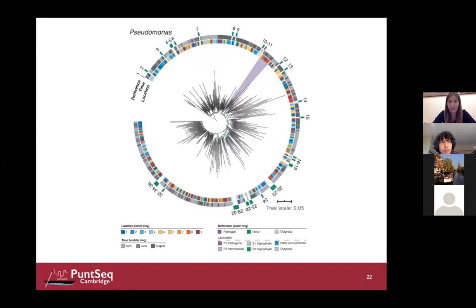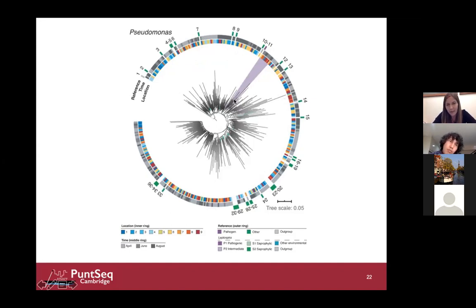I will show you another example though from Pseudomonas, or Pseudomonas, I think you say in English. Again, see the outer ring. We have the different green strains, and again here, a pathogenic strain or species. So it can be on this species or strain level. And again, we are clustering our reads here in the inner circle.